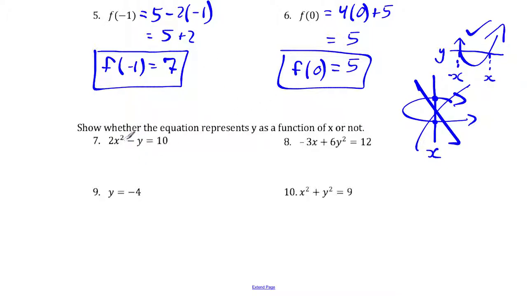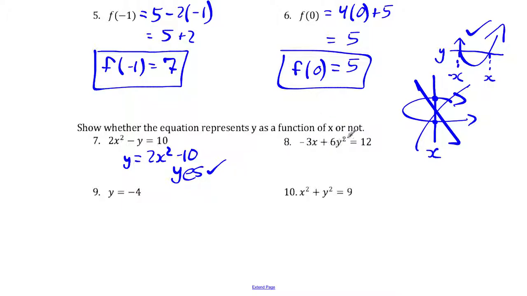Here, this is a parabola. It's x squared. So I can solve for y here. And if I solve for y, I'm going to get y is equal to 2x squared minus 10. And so this is a function, yes.